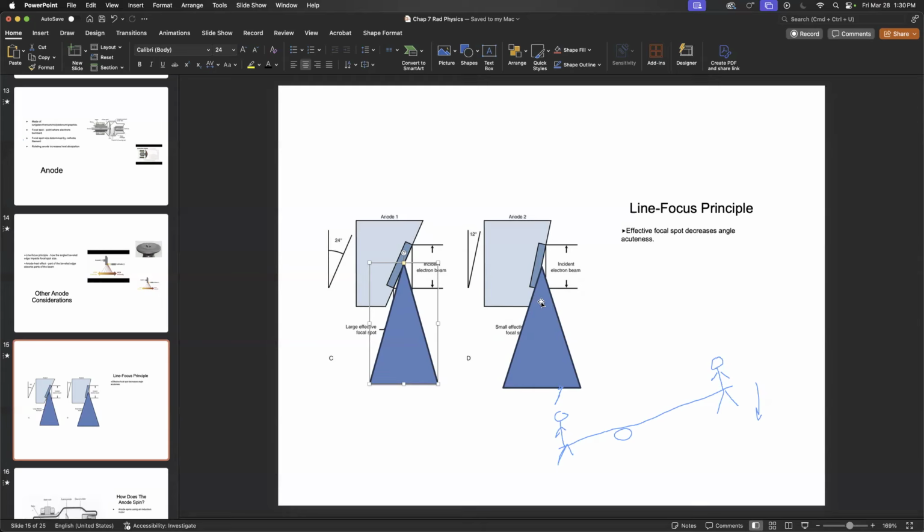Good. What does it mean when you say the anode heel effect increases? I know what anode heel effect means, but what does it mean by it increases? I'm going to say it two ways. That means more of the photons on the anode side are absorbed. That means there's a greater difference between the intensity on the cathode side and the anode side.